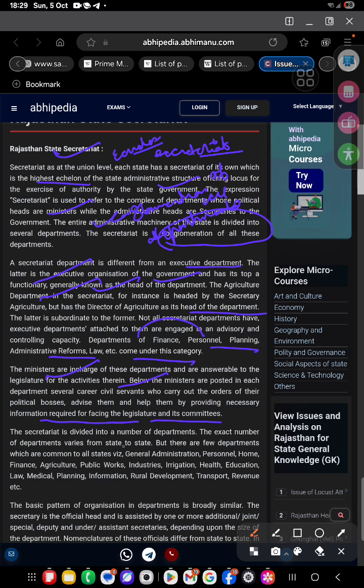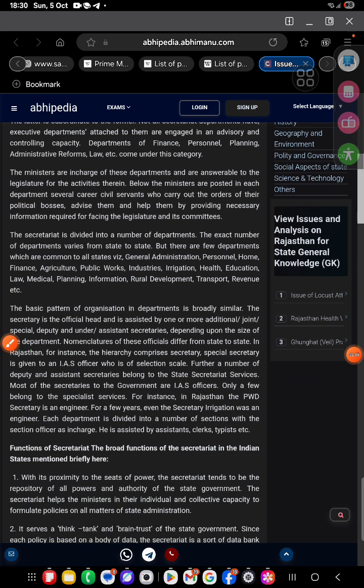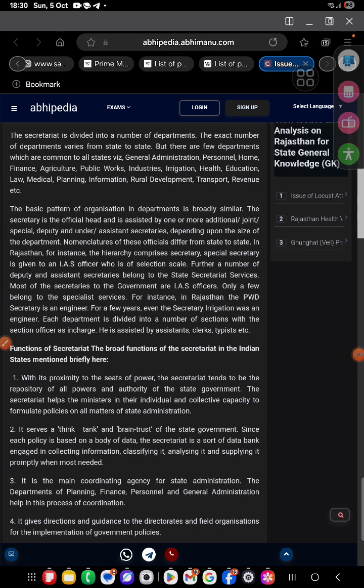The secretariat is divided into a number of departments. The exact number of departments varies from state to state, but there are a few departments which are common to all states, like general administration, personnel, home, finance, agriculture, public works, industry, irrigation, education, transport and revenue. The basic pattern of organization of the departments is broadly similar. Each department has a secretary as its official head, assisted by additional, joint or deputy secretaries, depending upon the size, and the nomenclature of these officers differs from state to state.